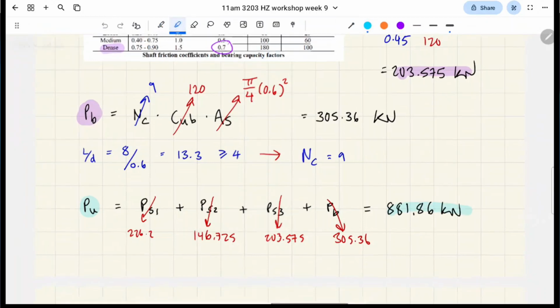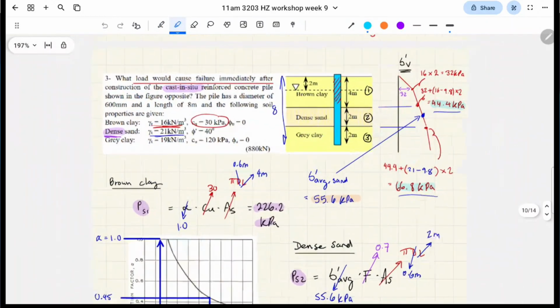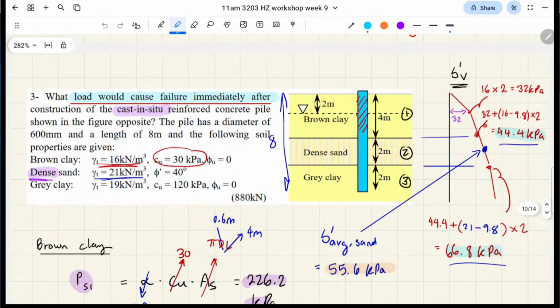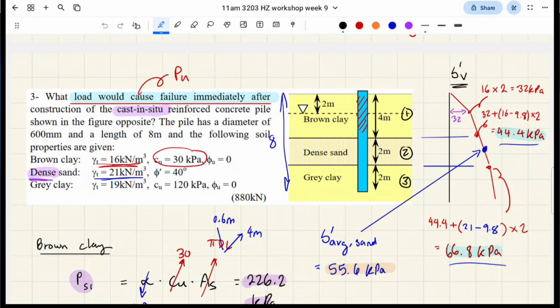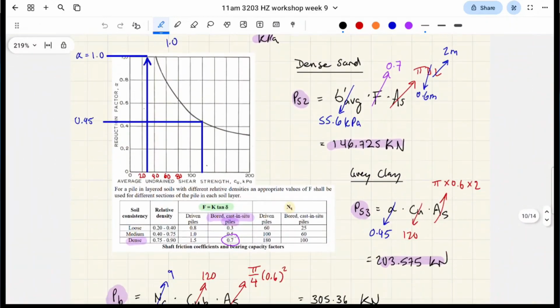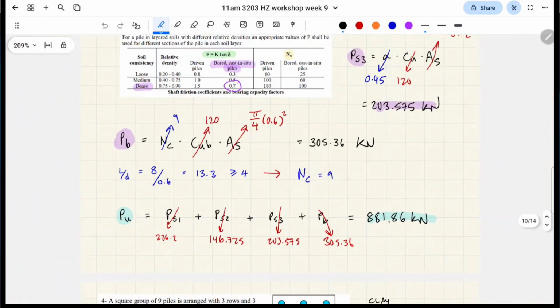One thing about this question that's slightly different, but not a big deal, is we don't actually need to calculate the allowable capacity because that's not what the question asks for. When it says what load would cause failure immediately, that's actually referring to Pu. We don't have to calculate any kind of allowable load, and we don't get a factor of safety anyway in this question. So we're just calculating for Pu. I'm going to leave it as Pu, but just keep that in mind. Any questions so far?